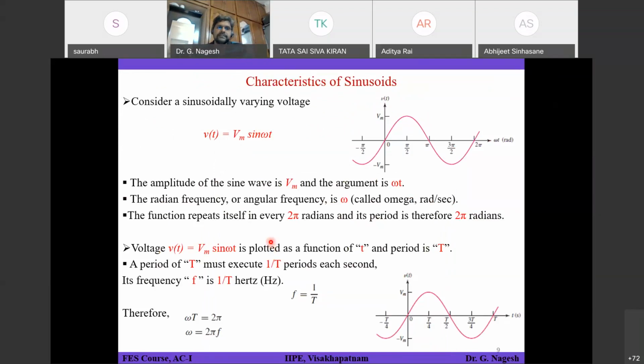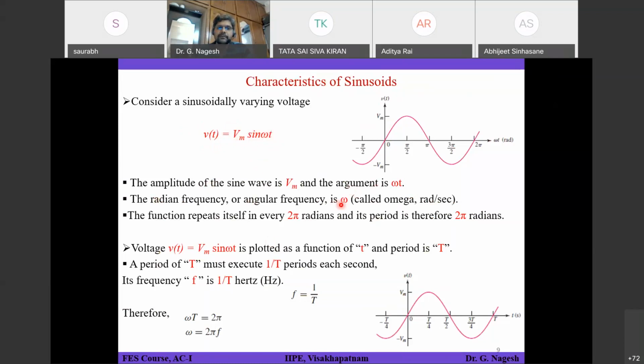So we have seen the voltage which was generated is V of t equals Vm into sine of omega t. Here Vm is called the maximum value or amplitude. Both mean the same. Amplitude or the maximum value, Vm. And sine of omega t. This omega t is called the argument.